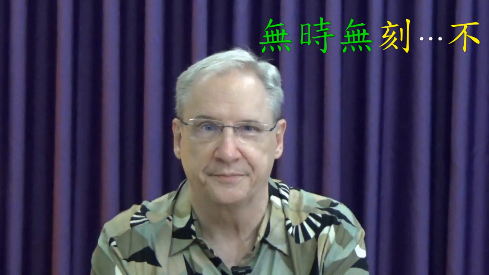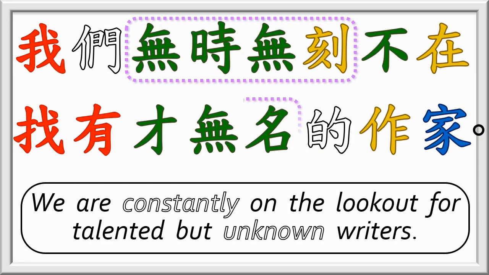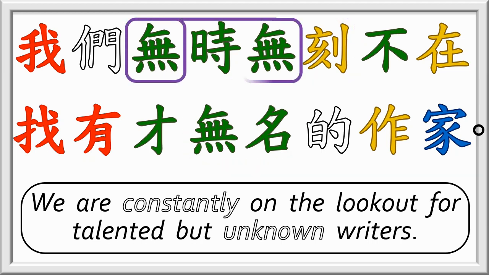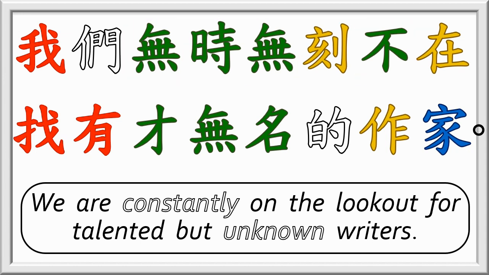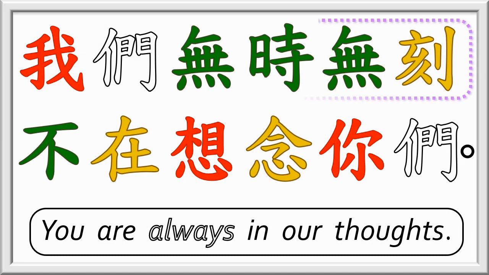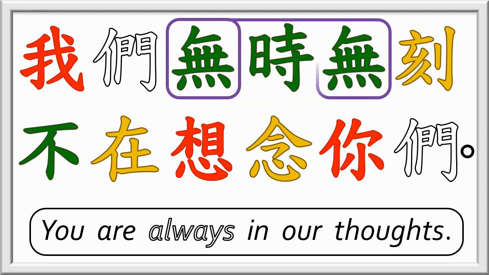And here's a triple negative combination. 无时无刻 plus 不, literally, no time, no moment that I do not, which then becomes all the time I do, or in more natural English, incessantly or constantly. 我们无时无刻不在找有才无名的作家。We are constantly on the lookout for talented but unknown writers. 我们无时无刻不在想念你们。You are always in our thoughts.